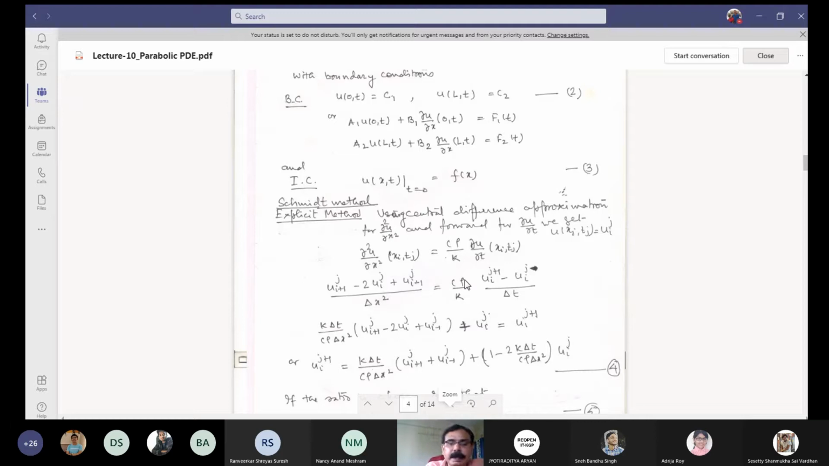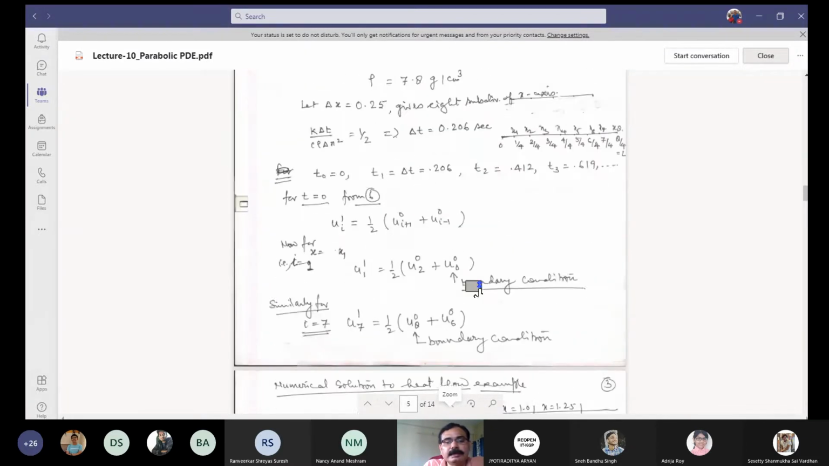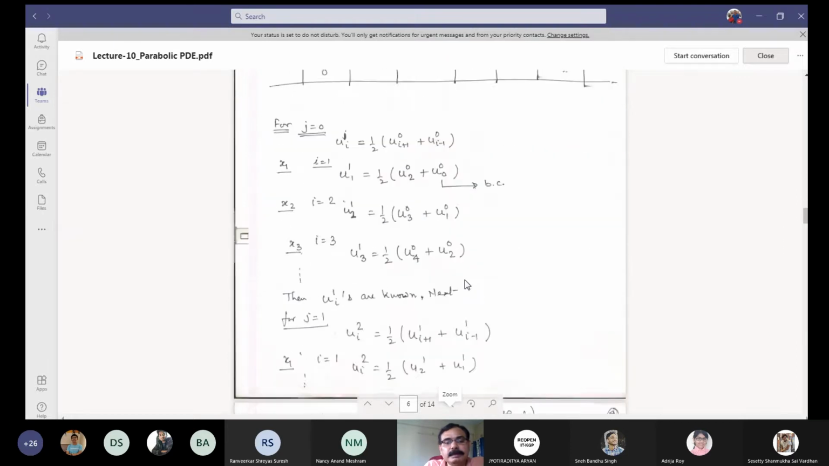So explicit method I have already told. Why it is explicit? It was very obvious that u_i,j+1 can be calculated by the other previous values. So this was already done on the last turn. I have given this problem also. I hope you must have done that.